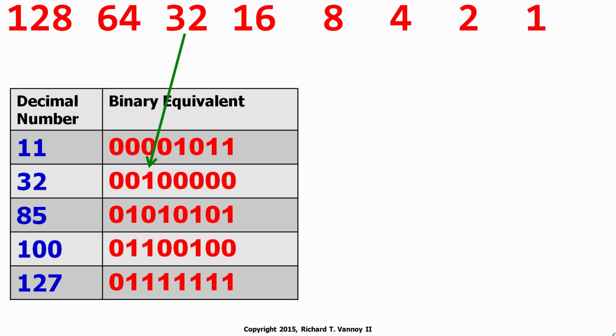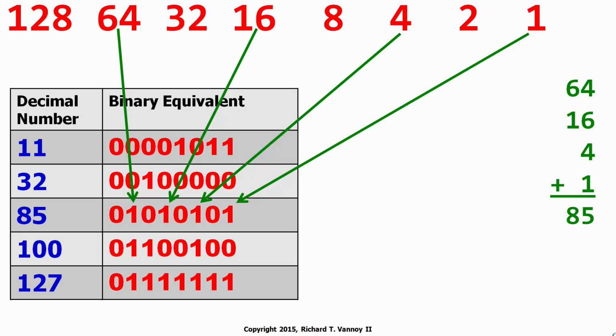Let's look at the number 32. 32 is easy. The number 32 has its own column, doesn't it? So if we put a 1 under the 32 and fill all the rest of the positions with zeros, we're representing the number 32. So that one's easy.